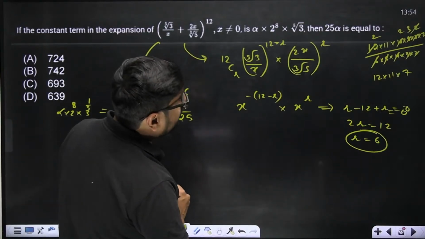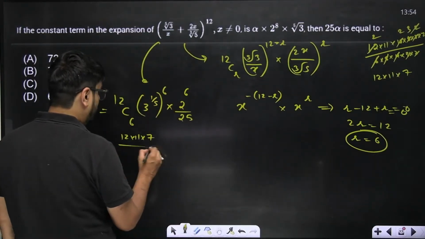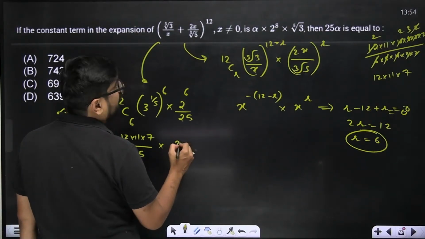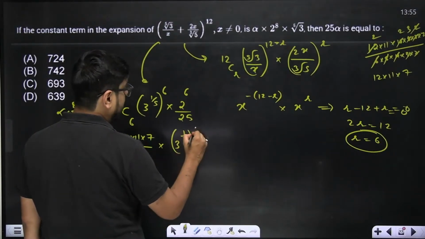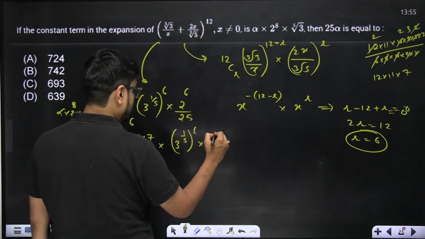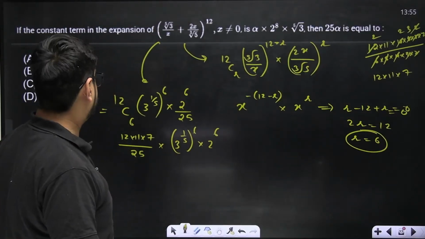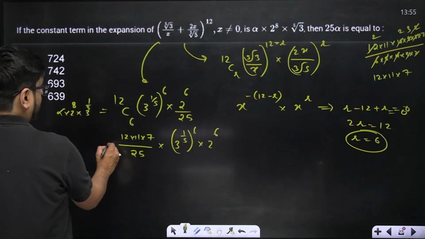So 12 into 7 into 11 divided by 25, multiplied with 3 to the power of 1 by 5 to the power 6, into 2 to the power 6. So 2 to the power 8 we need, and this thing we need. Right? So we just need to tell 25 alpha. We need 2 to the power 8.